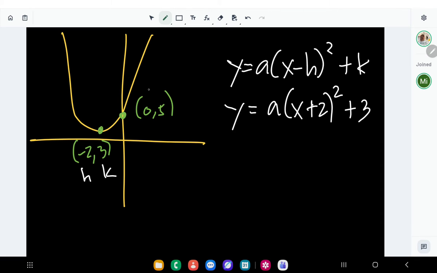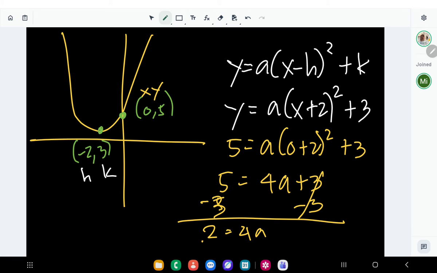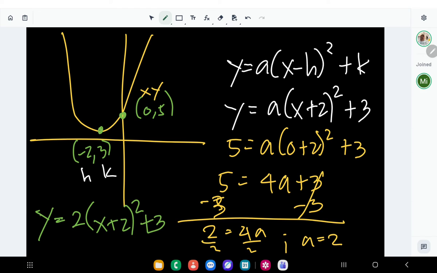You plug in the y-intercept. So x is 0 and y is 5: 5 equals a times (0 plus 2) squared plus 3. Right? And 5 equals 4a plus 3. Then we subtract 3 from both sides, so 2 is equal to 4a. Divide by 4, so a is equal to one half. Now you can write your equation as y equals one half times (x plus 2) squared plus 3. Make sure you know how to do that.